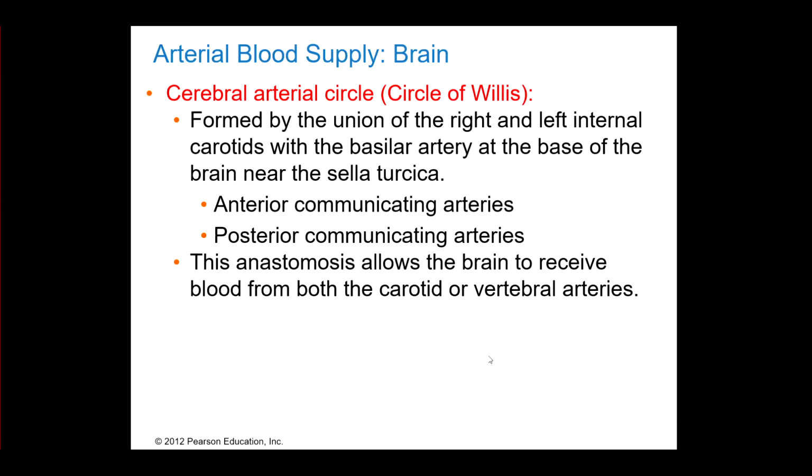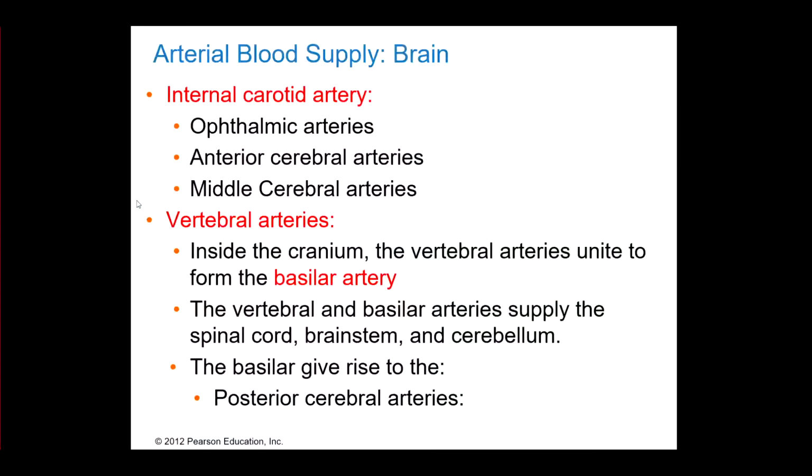Okay, so just make sure we have everything. Again, we've got the internal carotid artery. You should be able to identify and label the ophthalmic, the anterior cerebral, and the middle cerebral arteries. This one's the big one. Like I said, this is the one that most commonly develops a stroke.